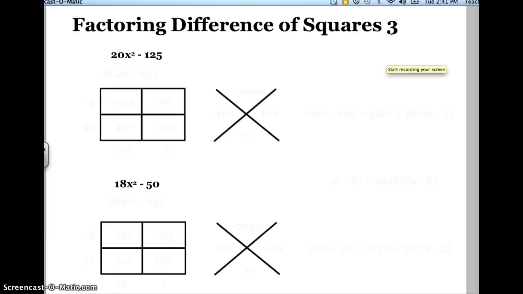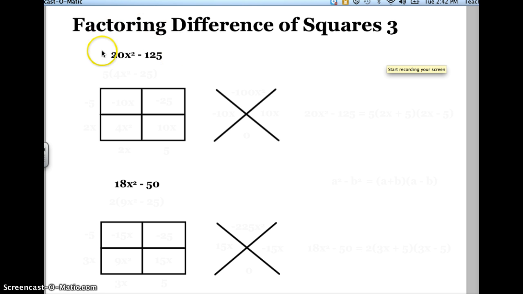Okay, Oak Rovers, this is going to be a video to help you with the con exercise, difference of squares 3. Let's look at our first problem. The first problem is 20x squared minus 125. Now, I do have a difference here because I'm subtracting two quantities. But the problem is that 20x squared isn't a perfect square, and neither is 125.